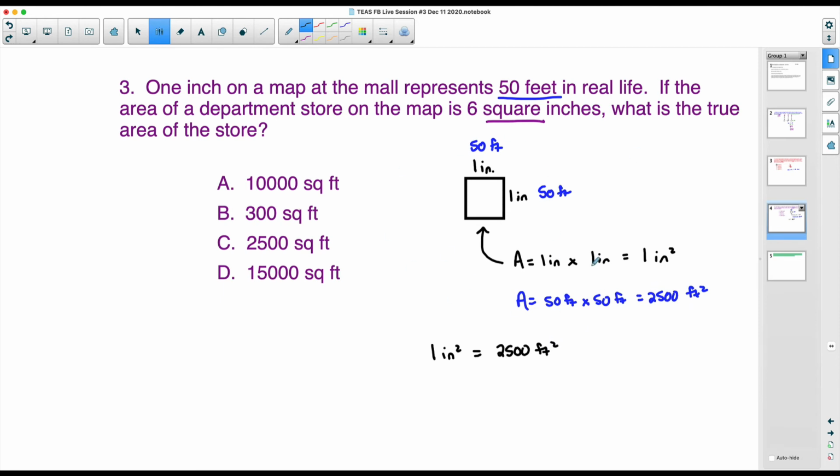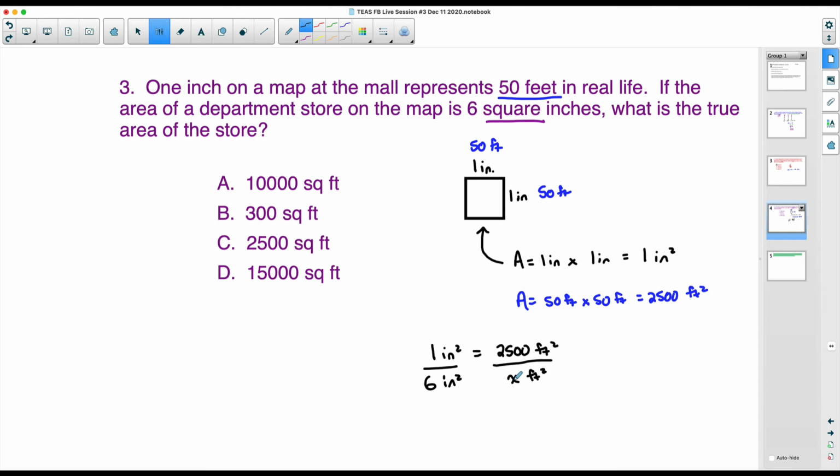Let's go back and look at this picture I drew. 1 inch times 1 inch. That's on the map. That's 1 square inch. But in real life, that's 50 feet by 50 feet. So that's 2,500 square feet. So here is our conversion that we want to use. 1 square inch is equal to 2,500 square feet. And then now we can come in and put this 6 square inches. Notice I'm putting that over here on this side because I did set up my square inches on the left. And we are trying to figure out how many square feet it is in real life.